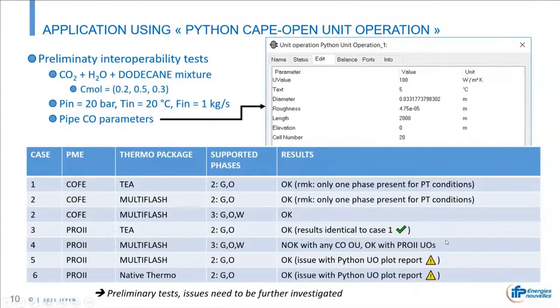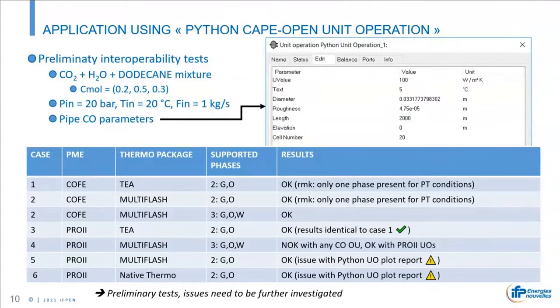I have performed all the tests reported in the table below. So with COFE and TEA, TEA supports 2 phases. There is no issue. With Multiflash as well, both with 2 phase and 3 phase. If I use ProSim with TEA in 2 phase, I have exactly the same results as performing the calculation with TEA, COFE and TEA, which is expected.